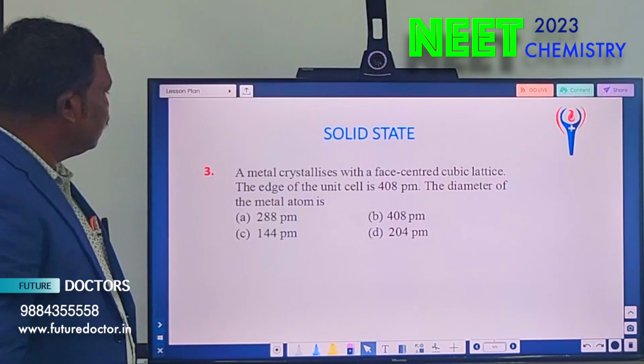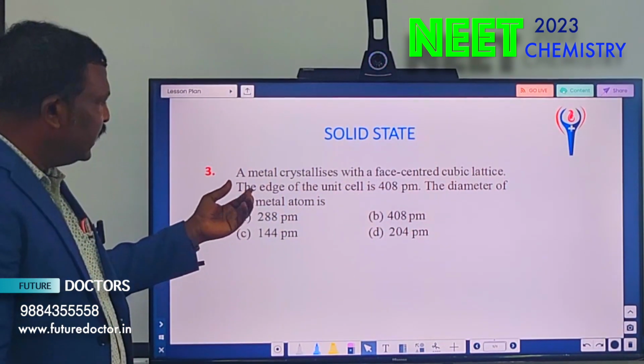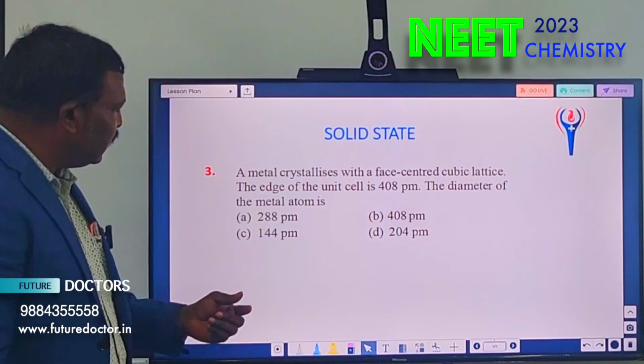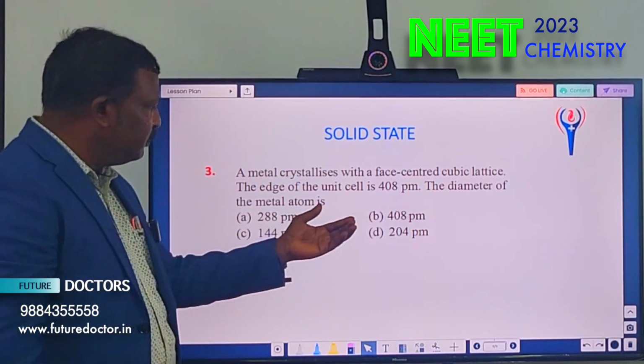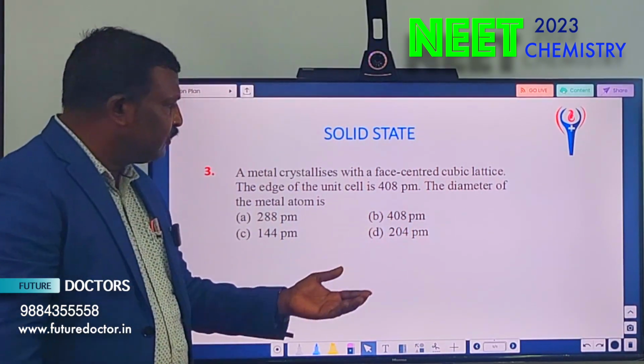Okay. Next one. Third one. A metal crystallizes with a face-centered cubic lattice. The edge of the unit cell is 408 picometer. The diameter of the metal atom is dash. Option A 288 picometer, option B 408 picometer, option C 144 picometer, option D 204 picometer.